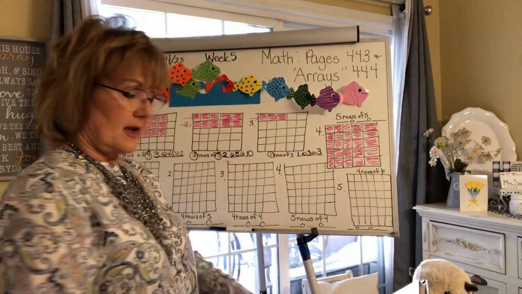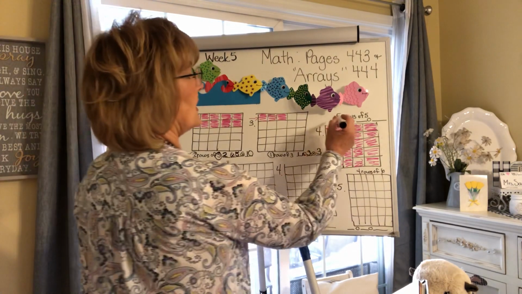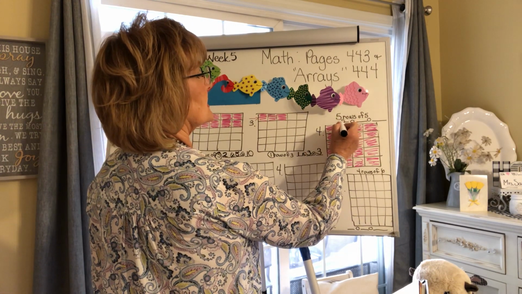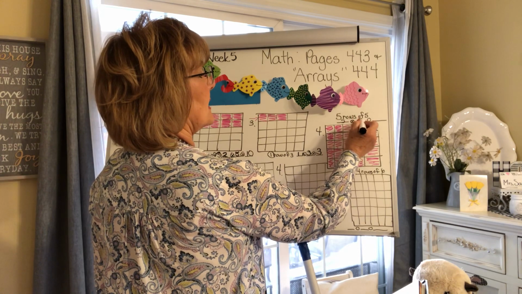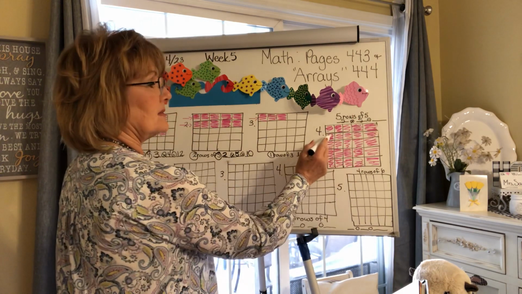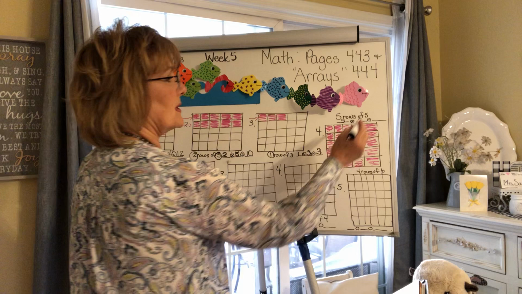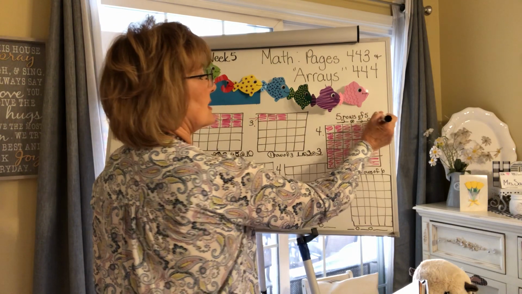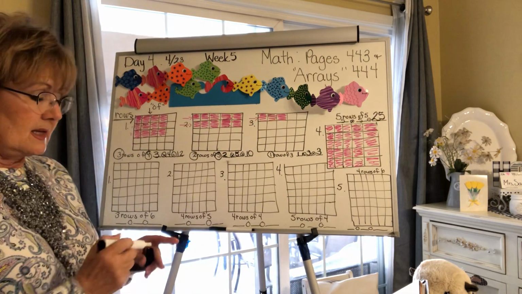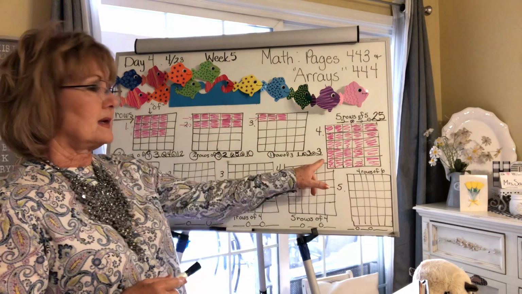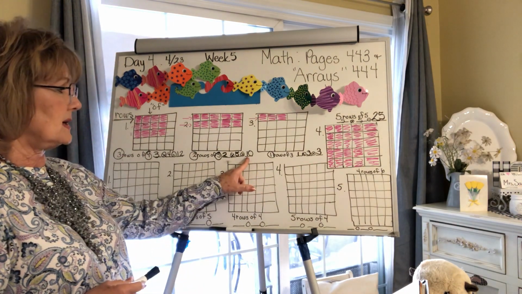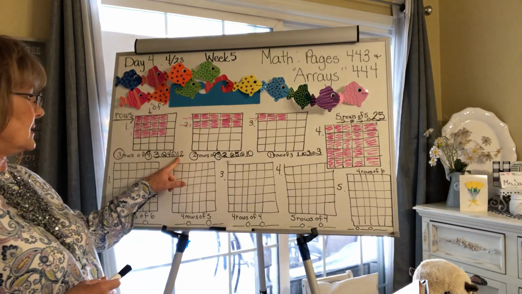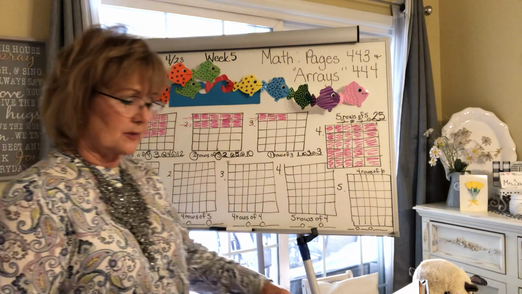Okay, so 5 rows of 5 would be 5 times I have a 5. 5, 10, 15, 20, 25. 5 5s are 25. The product is 25. The product is 3. The product is 10. The product is 12. That's the answer.